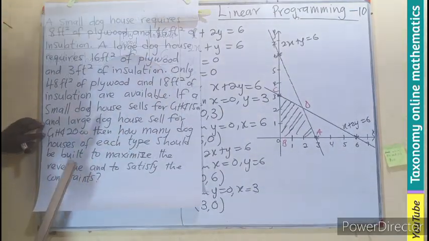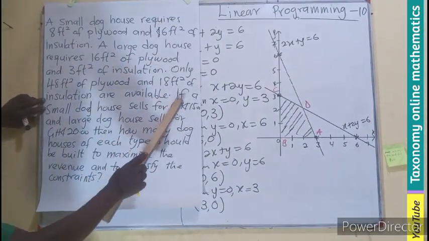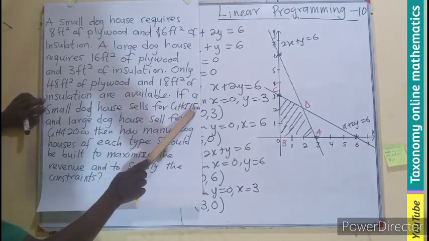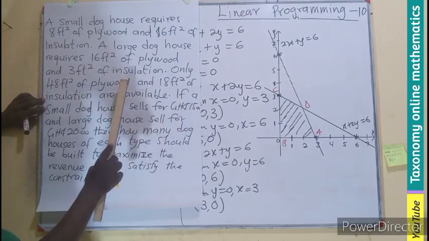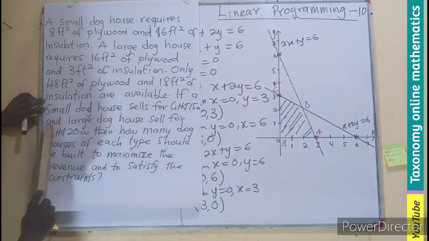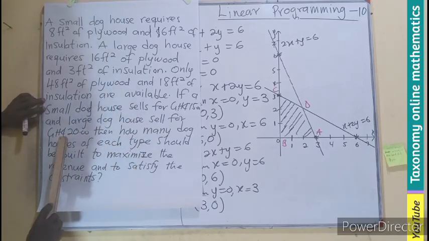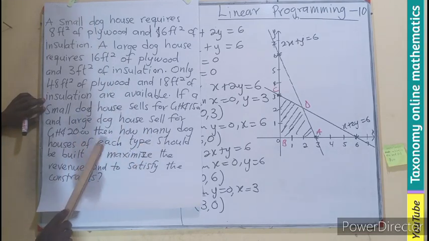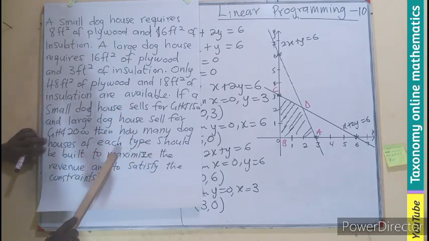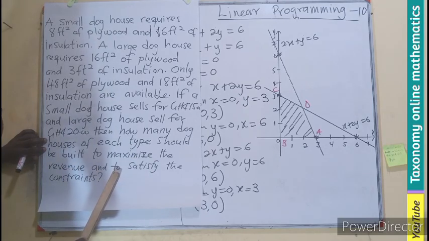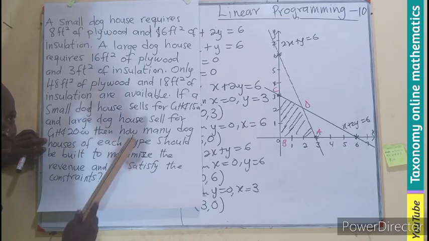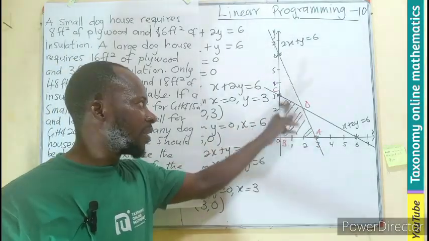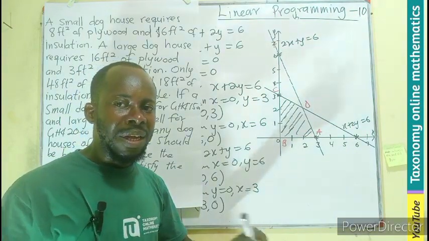So for the second part, we can pick it from here. We are looking for the revenue. So if a small doghouse sells at 15, meaning 15 of the x for doghouse, 15x, and the large doghouse sells for 20 of the y, how many doghouses of each type should be built to maximize the revenue? Don't forget, maximize. To find the maximized or optimum value, we are only going to locate the vertices and put the points into the revenue expression.